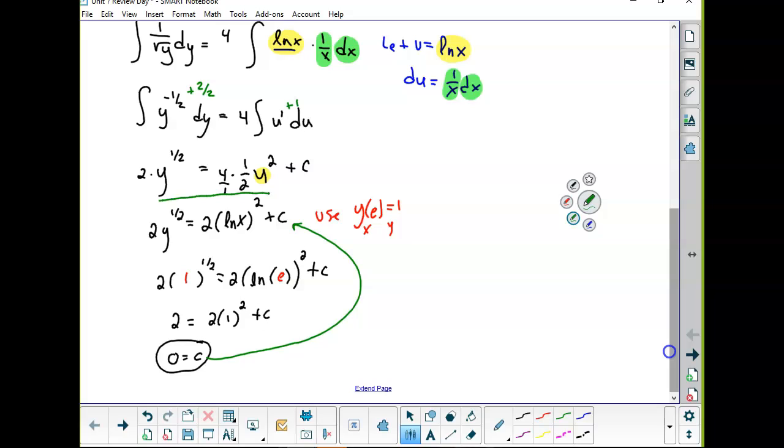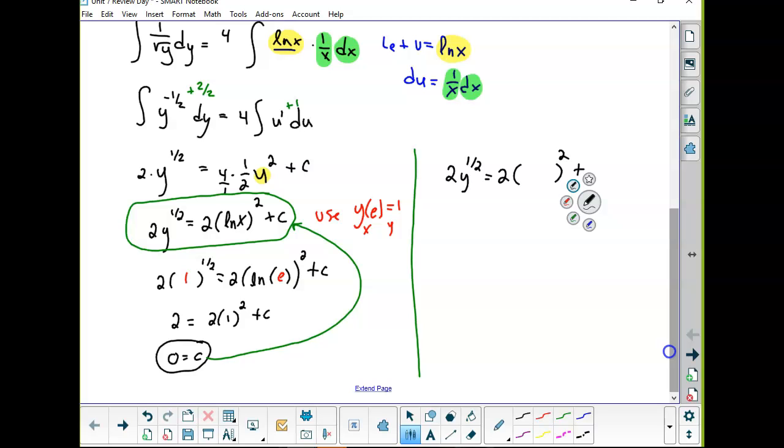And then you go back to the spot where c first appeared. Now, it's not the first time c appeared because we had it with u, but remember we have to replace u with ln of x. So we're going to go back to this spot, plug in what c is equal to. And you don't really have to write the 0 in there, right? Because I'm just plugging in c equals 0 here.